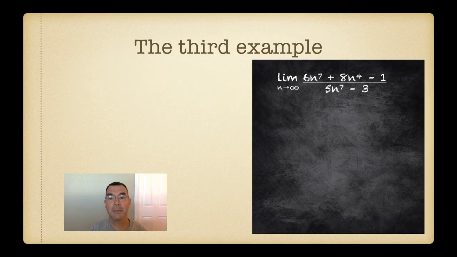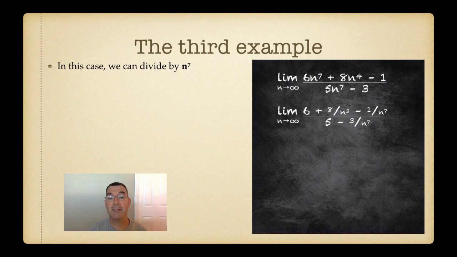And then the last example, again, I've got n approaching infinity, but now I've got n to the same exponent on top and on the bottom. N to the 7 is my highest exponent of n. Okay, so I will divide everything by n to the 7, and the same thing happens.